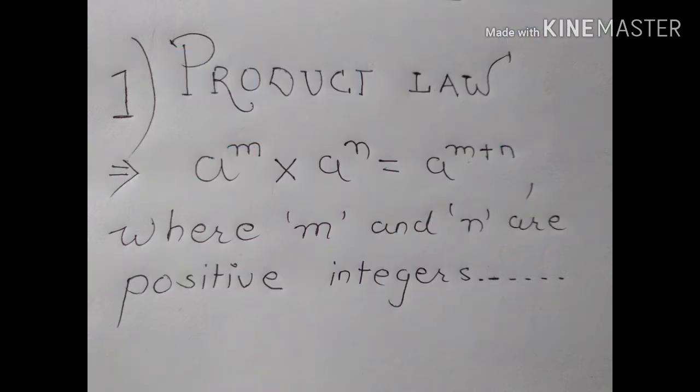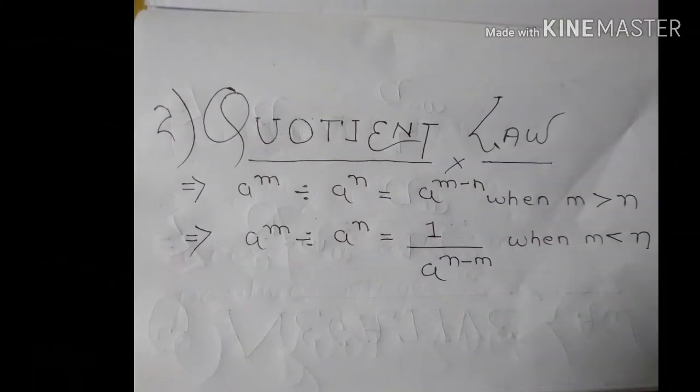So the first law of indices is product law. For this, a to the power m into a to the power n is equal to a to the power m plus n. For this case, powers get added, where m and n are positive integers.